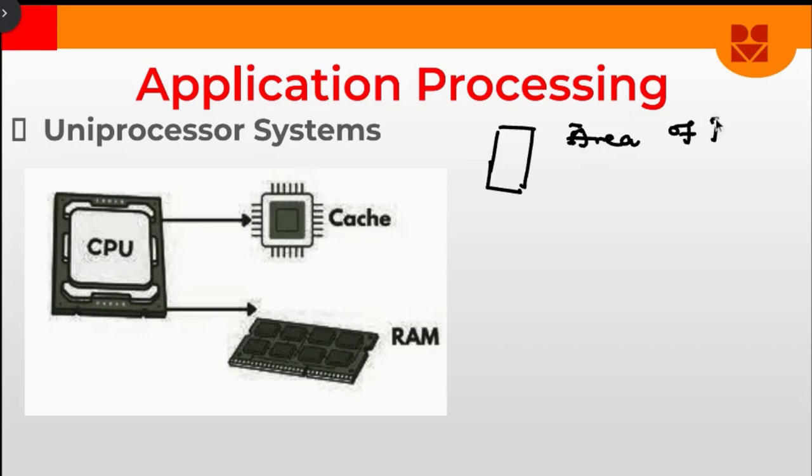So, area of a triangle, right? This is the app that's supposed to be executed. Before this app gets executed, first it has to go into the memory, right? The set of instructions will be uploaded first into memory, that's the RAM, and then the set of instructions will be called by the processor, the CPU, before it gets executed or processed.